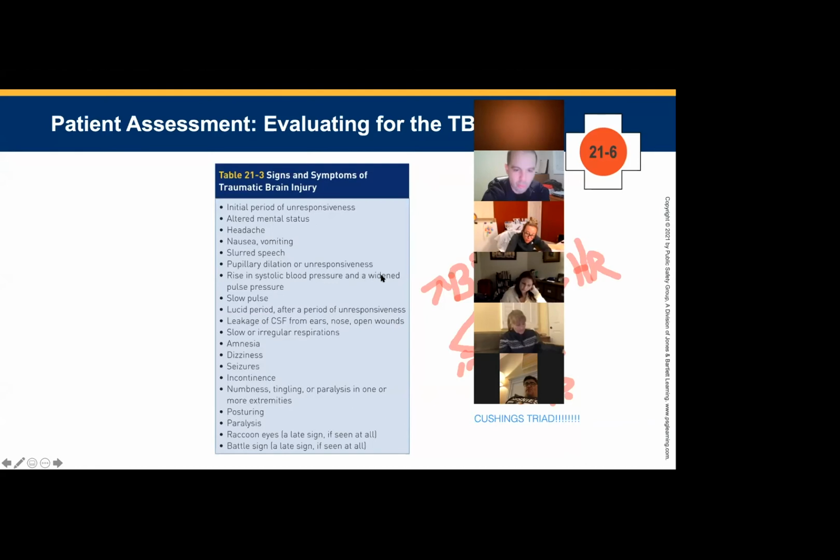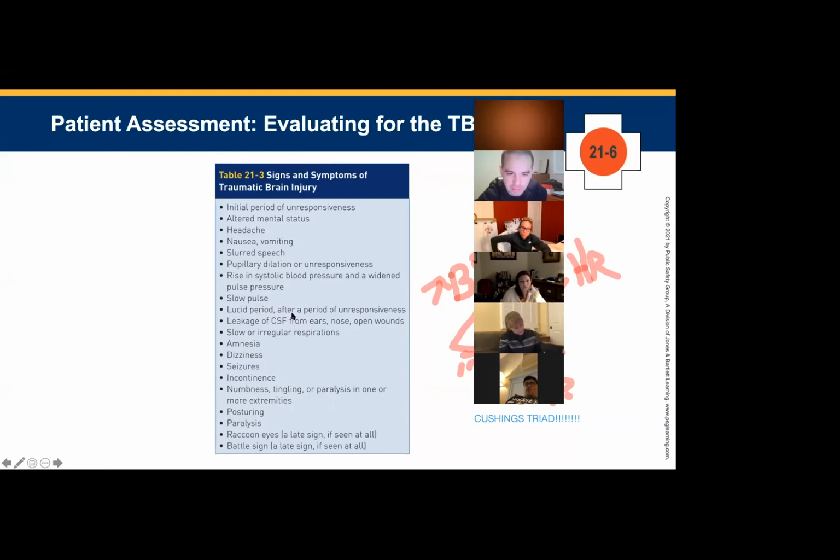What do we mean by a widened pulse pressure? I know we talked about it once before. Does anybody remember what a pulse pressure means? Difference between systolic and diastolic? Absolutely, the difference between our systolic and diastolic. Good answer. All right, so moving on, we talked about slow pulse.